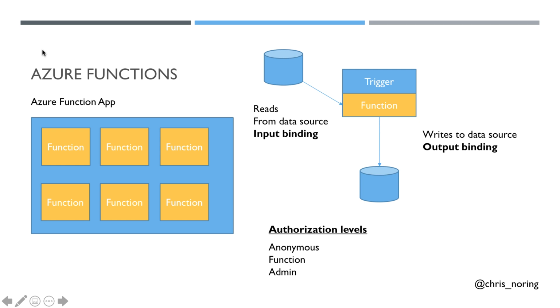Should it be anonymous, which means no API key, anyone can call it? Or should we maybe have a function level, which means using an API key? Or should we have additional security on the admin level? That's a choice that you need to make, but we are providing different levels.